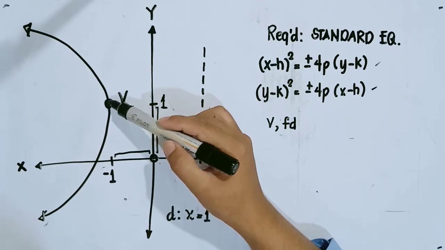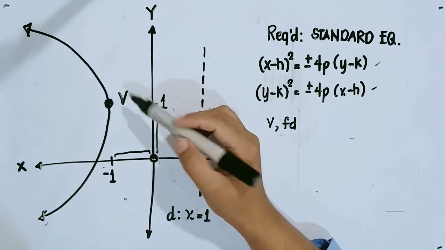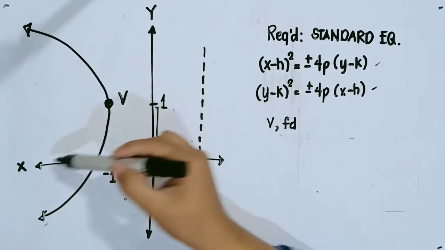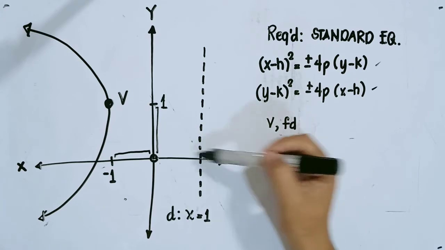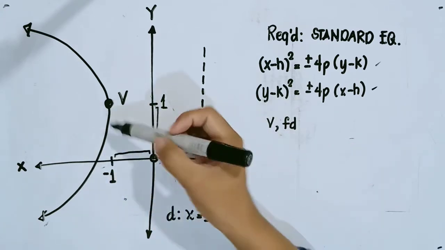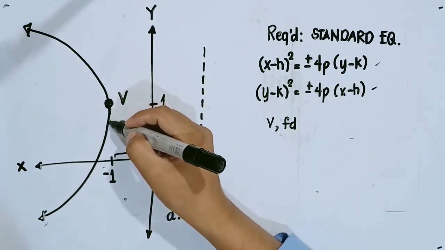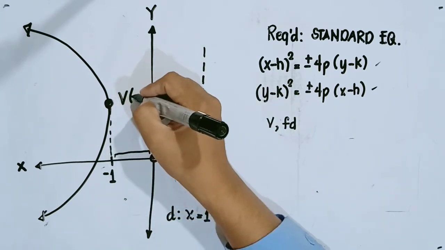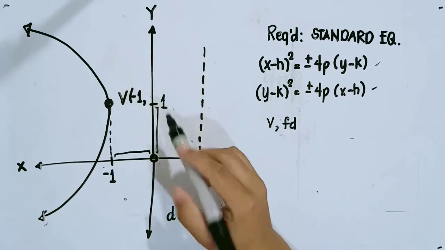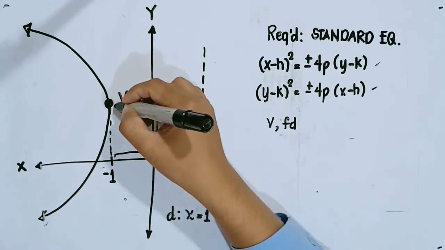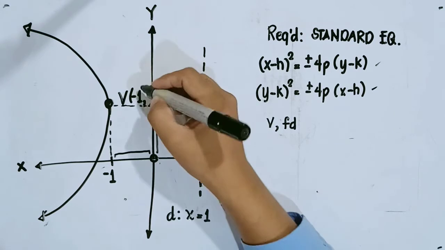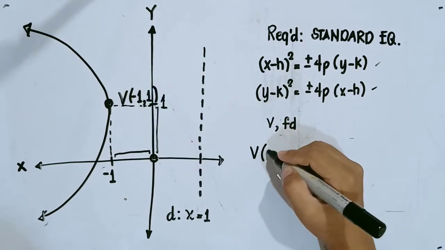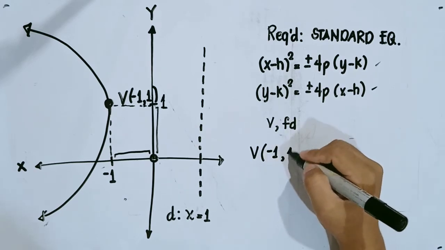So in finding the coordinate of this point, because this is our vertex, first we will find the x-coordinate. So in our x-coordinate, we must look at the x-axis or the horizontal axis. So it is aligned in negative 1. Therefore, our x is negative 1. How about our y? So this is the point. It is aligned at positive 1. Okay. So our vertex is negative 1, positive 1.